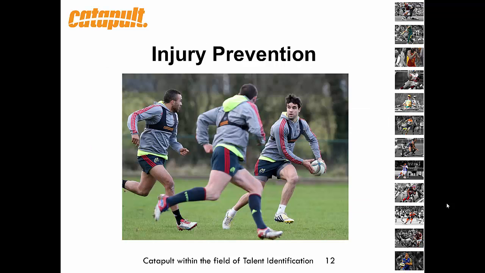So when we're looking at injury prevention, this is something that is also very important in talent identification, because we don't want to lose players to injury, but we also want to spot which players are actually resistant or less prone to injuries, right? And how they develop throughout the years.